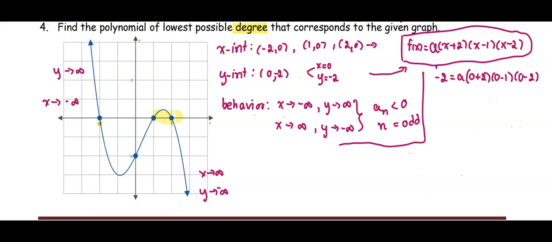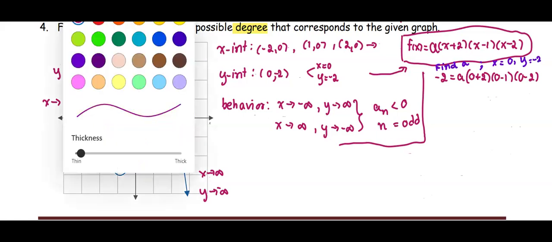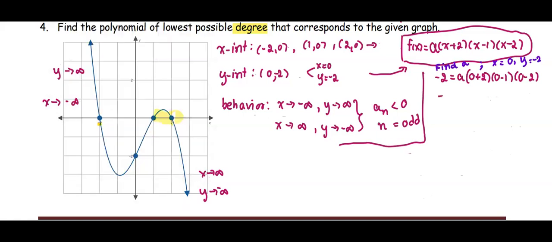As this step, we're going to find a by using x equals 0 and y equals -2. So now we have -2 equals a times 2 times -1 times -2, or -2 equals 4a. That gives us a equals -1/2, as what we expected to be a negative number.